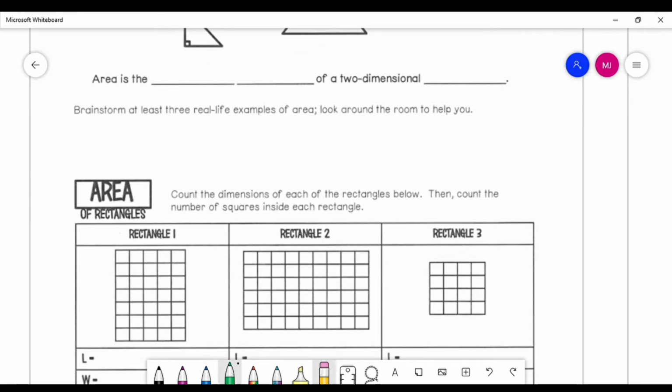Brainstorm at least 3 real-life examples of area. Just look around the room to help you. So what are some things that take up area? The ground. Whiteboard. Ceiling. The walls. Everything in here, actually. How about the clock? Bulletin boards. Tables. Literally everything.